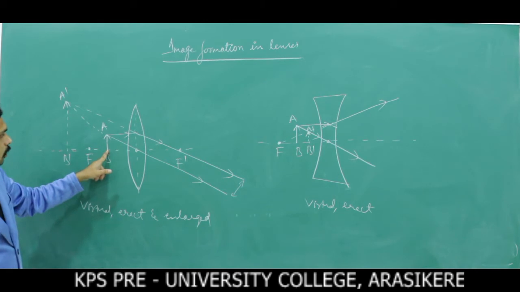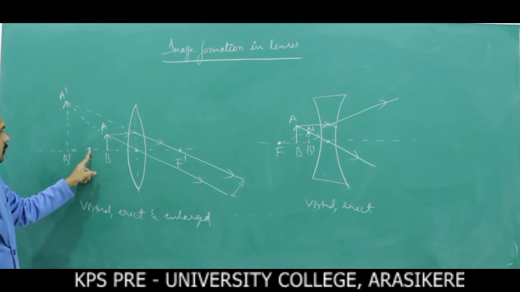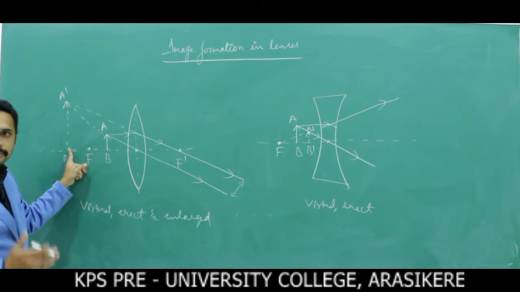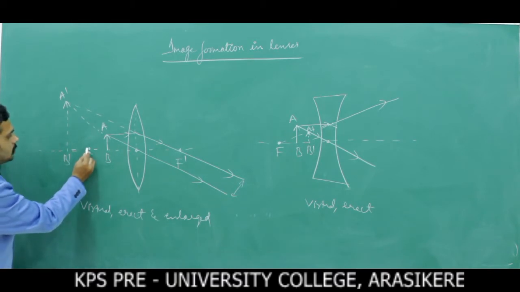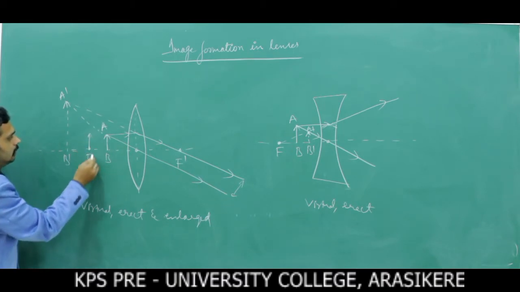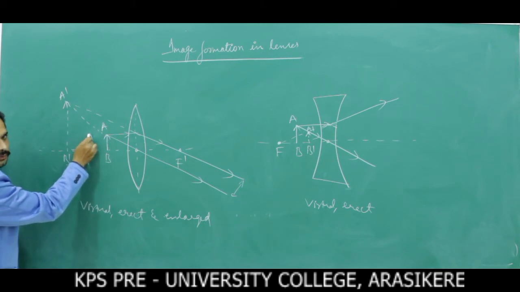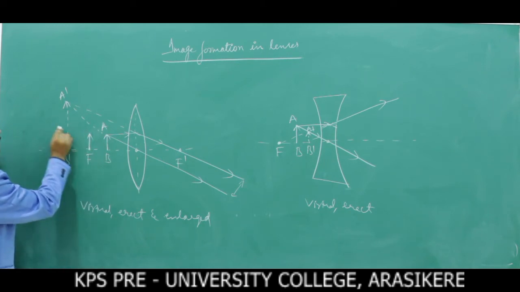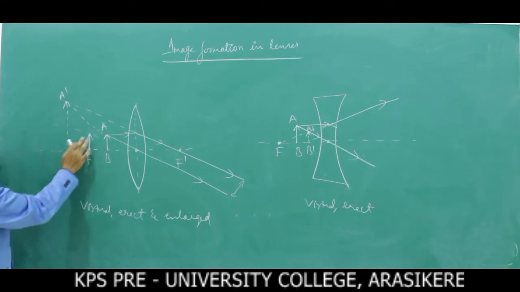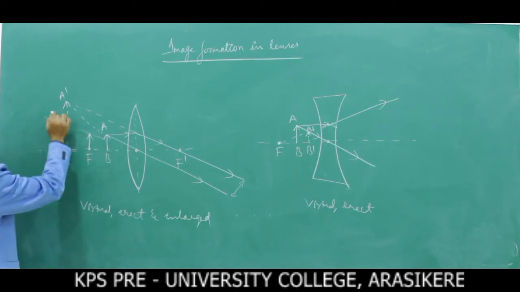Within the focus, virtual, erect and enlarged image. Behind the focus, real and inverted image. Suppose the object, look at here, the object is at F. You place the object at F. Object is at F means the image forms at infinity.